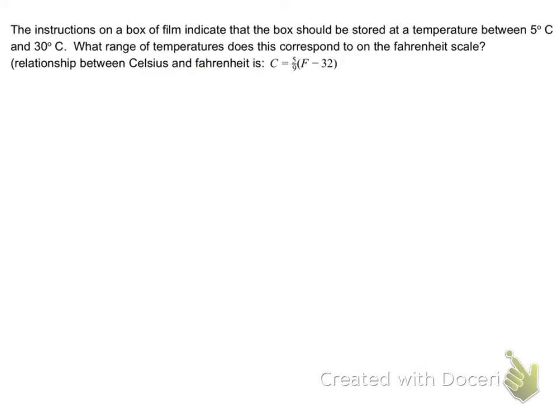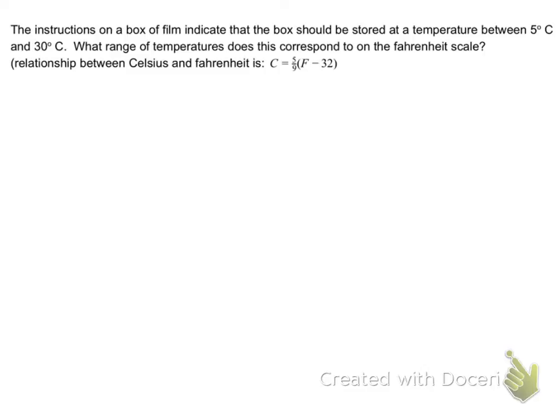This one as well, we'll set this one up, but we're not actually going to do it. The instructions on a box of film indicate the box should be stored at a temperature between 5 degrees Celsius and 30 degrees Celsius. What range of temperatures does this correspond to in Fahrenheit? And the relationship is the equation C equals 5/9 times F minus 32.